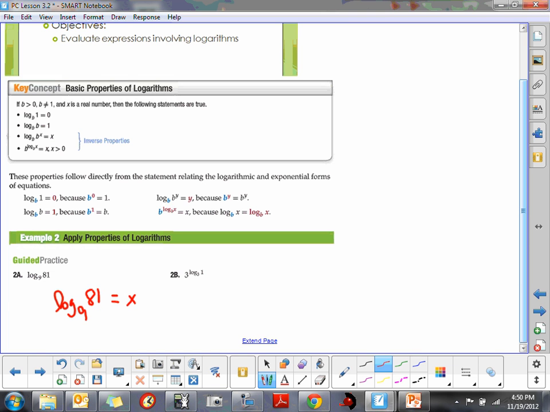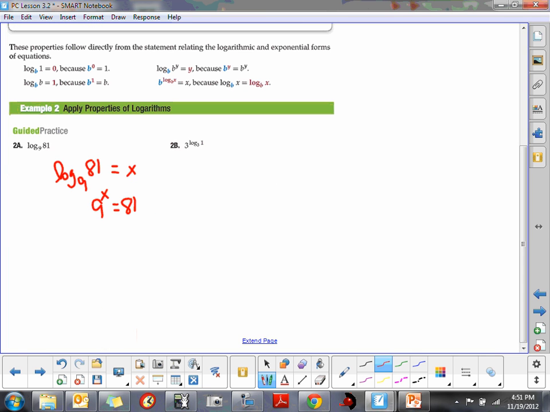Again, we want to find that exponent. What is the exponent I raised 9 to get 81? And that was a little easier than the other ones that we've had. It's simply 2, because 9 squared is equal to 81. So the exponent is 2.